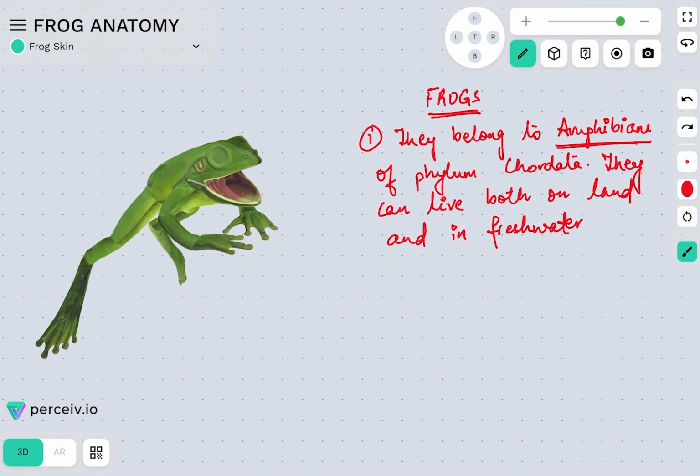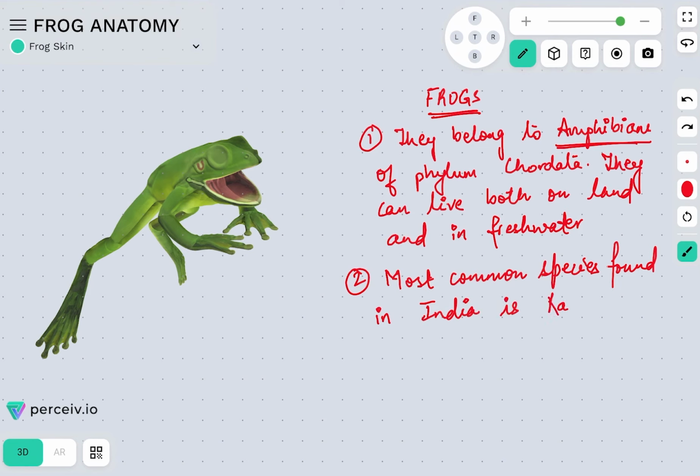The most common species of frog that we usually find around ourselves, or that is most commonly seen in India, is the Rana tigrina. So the frog which you can see on the screen is also the Rana tigrina. So the most common species found in India is Rana tigrina.